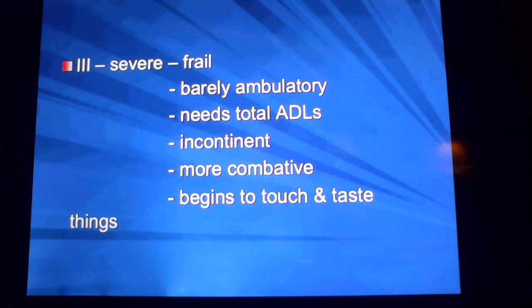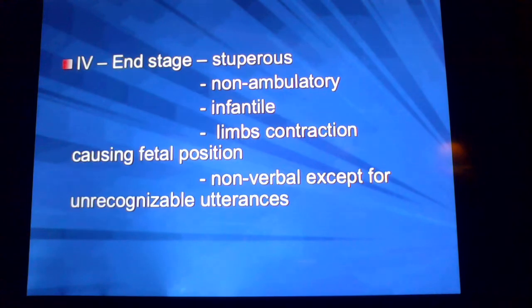Okay. We did this already. Let's go to the next stage here. The end stage, stage 4. Now they're in a stupor, almost like a coma, unresponsive, non-ambulatory, infantile, contracted, non-verbal except for unrecognizable utterances. They're just kind of groaning and things like that. What's interesting here, as they contract, people's flexion muscles are stronger than their extension muscles, so they naturally contract into a fetal position.